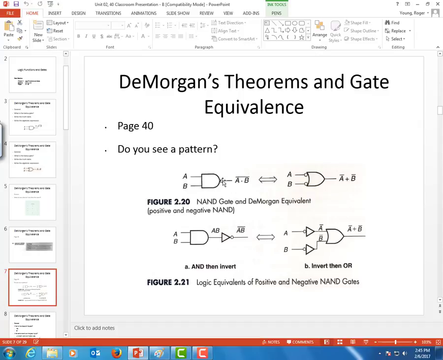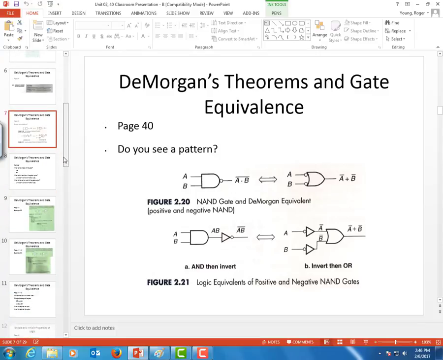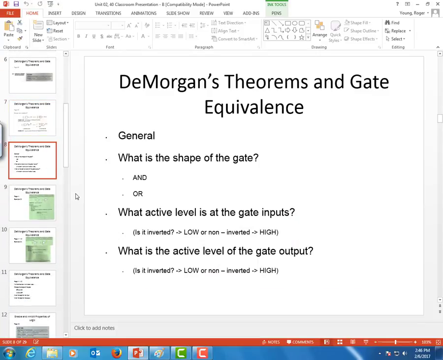So since this was inverted, you don't have to invert the output. And you got to invert the inputs. Since these were not inverted going in, these are inverted going in. And these are equivalent gates. And that's what this means right here. So, this basically discusses what is done in the textbook.